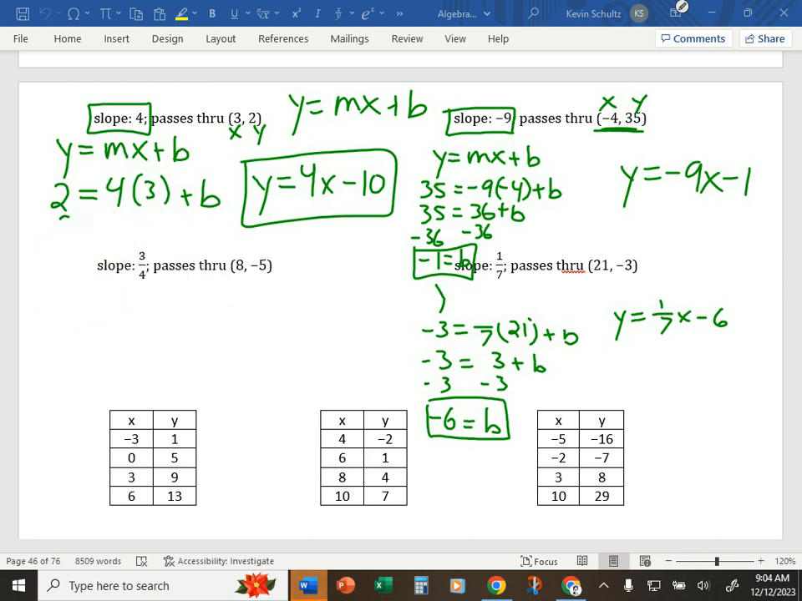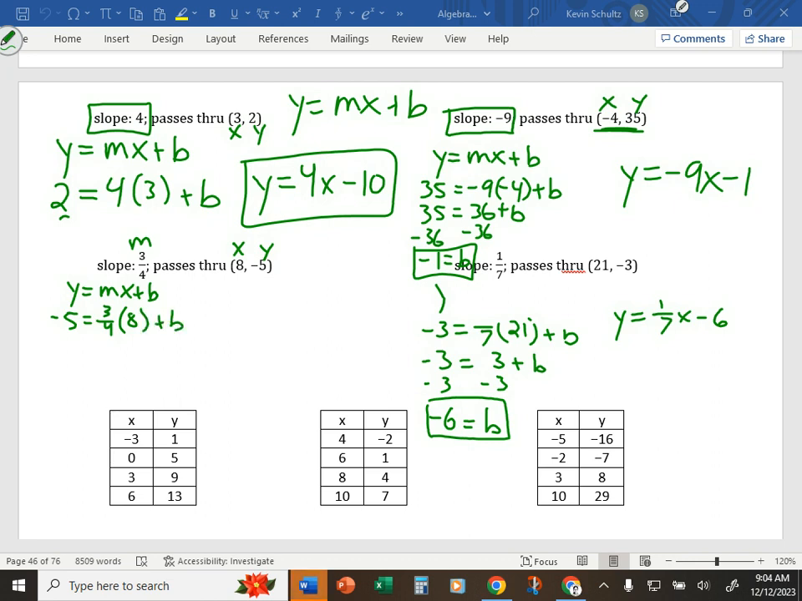The third one, again, same situation. What am I giving you? I'm giving you the slope. Here's your m. I'm giving you an ordered pair that's not the y-intercept, which means their values for x and y. So in the slope-intercept form we go: y equals mx plus b.